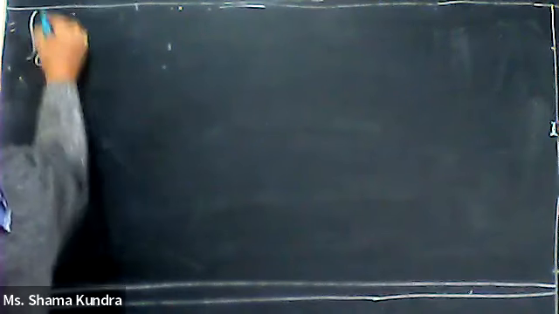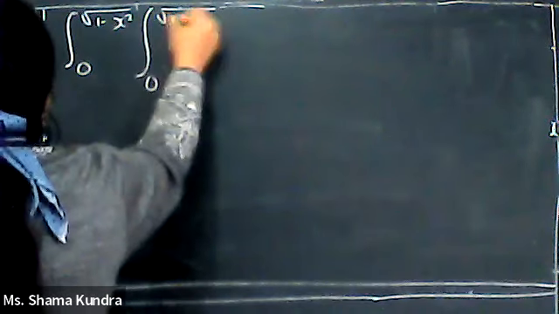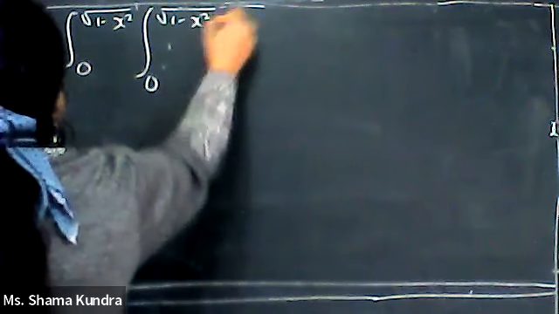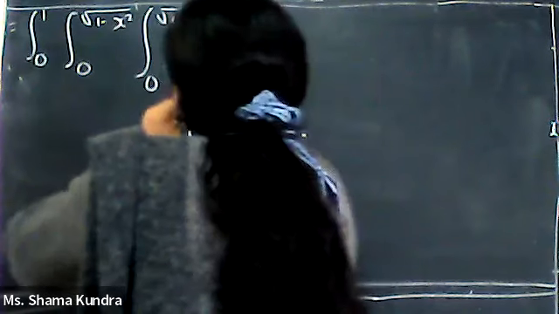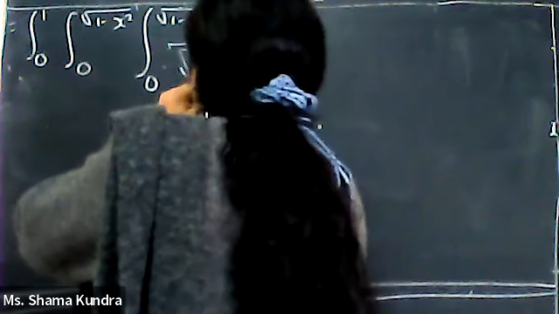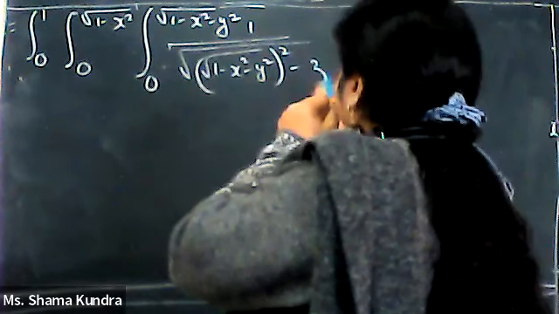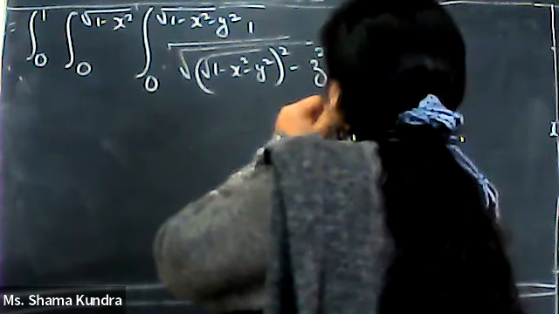So I will get integral 0 to 1, integral 0 to under root of 1 minus x square, integral 0 to under root of 1 minus x square minus y square, these all are limits, into 1 upon under root of the whole square of under root of 1 minus x square minus y square, minus z square, dz dy.